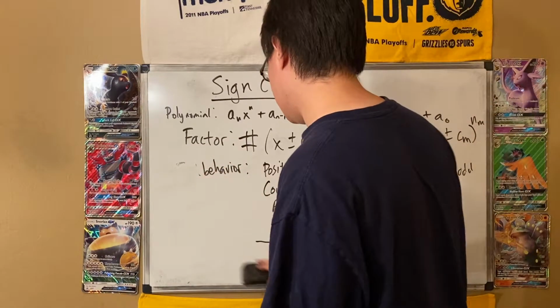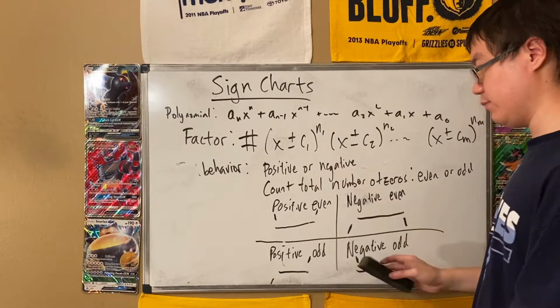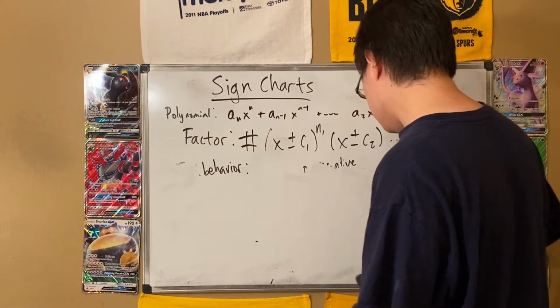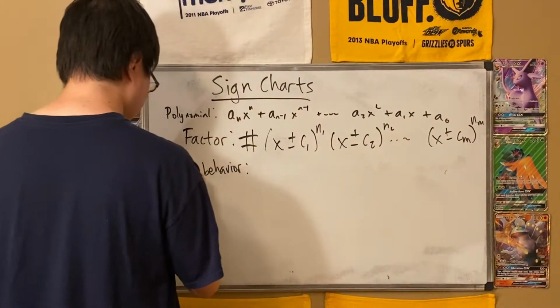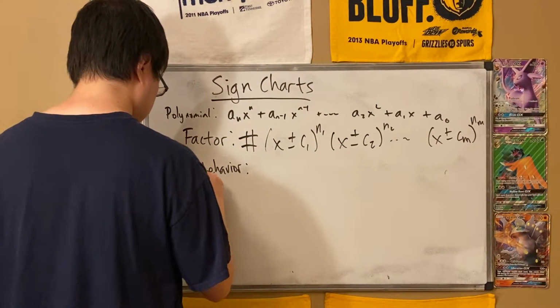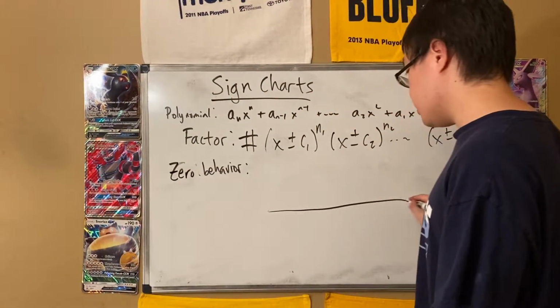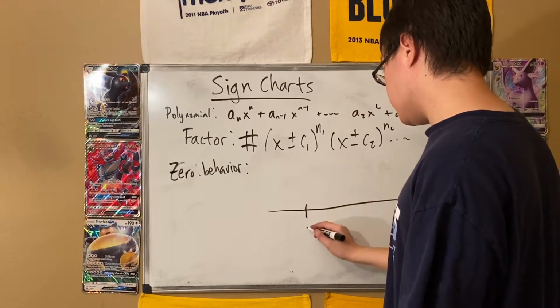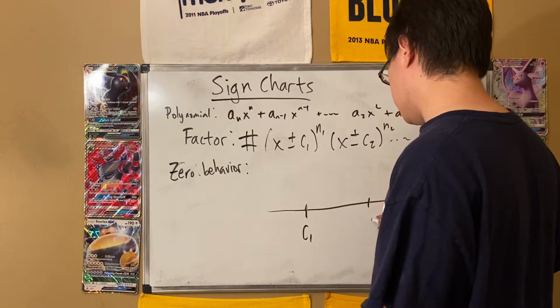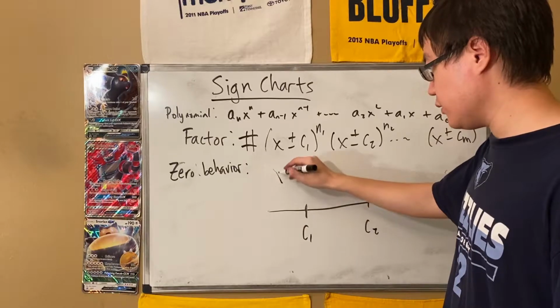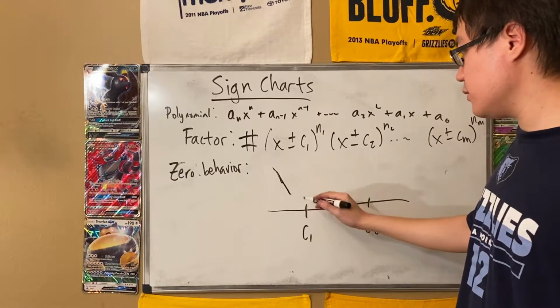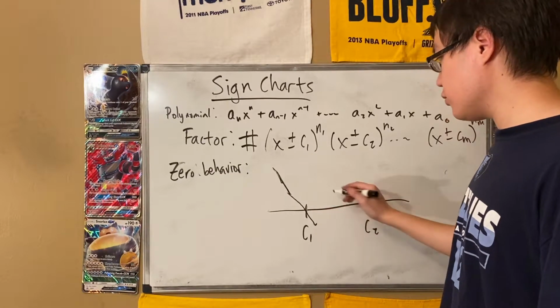So zero behavior is what happens in the middle of the end behavior. It's pretty easy. It's similar to what we just drew. So zero behavior is dependent on each of the zeros. So basically what's going to happen is we are going to come to a number, like let's call this C1, and we're going to call this C2. So we're going to come to this number, and it's going to be dependent on the end behavior.